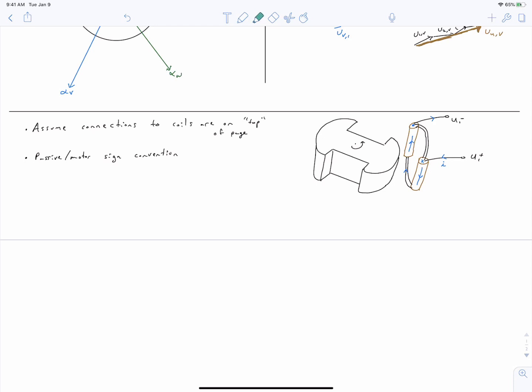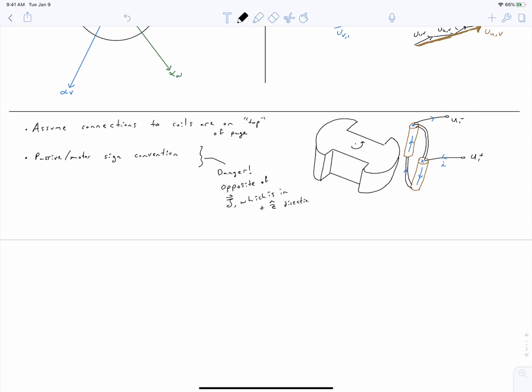So I'm calling this connection U1 plus and this connection U1 minus. That's because this is coil 1 of phase U. So we have 1 because it's coil 1, and U because it's phase U. And so we call the positive terminal where current enters and then flows down. And the negative terminal is where current exits, which means it has to come up out of the page this way.